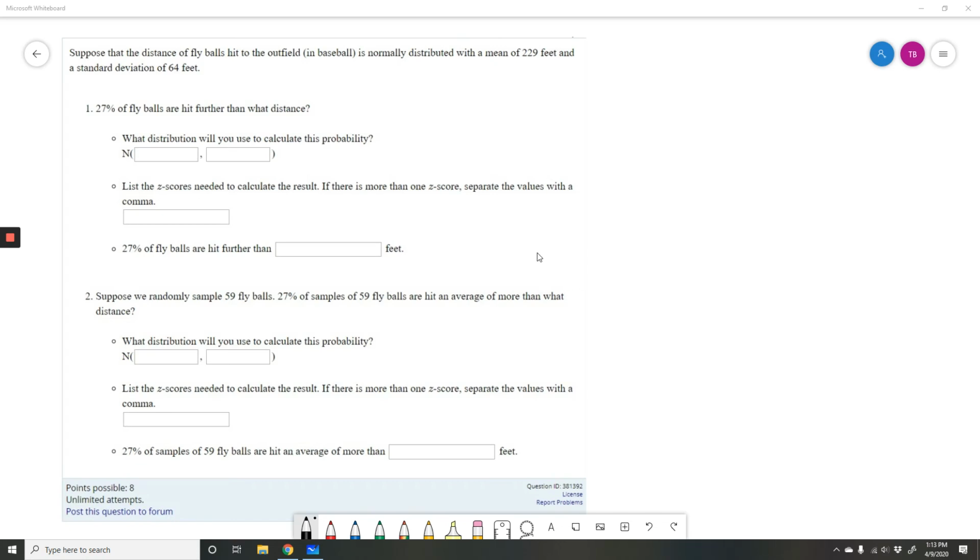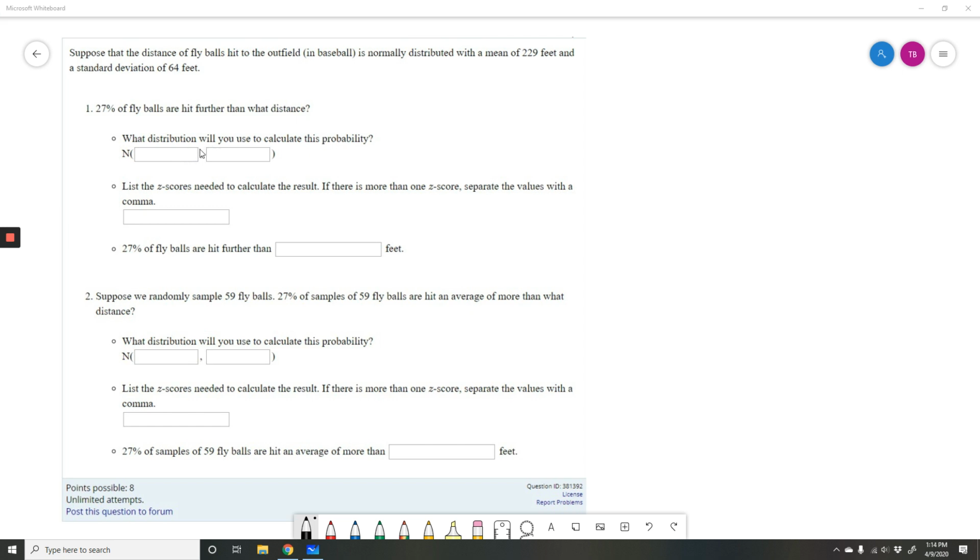Suppose that the distance of fly balls hit to the outfield in baseball is normally distributed with a mean of 229 feet and standard deviation of 64 feet. Now, we're going to look again at two cases, one where we look at individual fly balls, and another where we look at a sample, a collection of fly balls, and look at the average distance they travel. Okay, so for the first one, we're ultimately asking: 27% of fly balls are hit further than what distance?